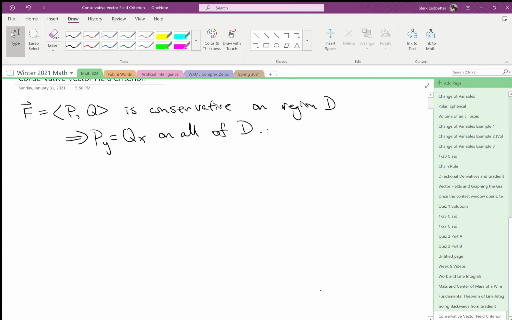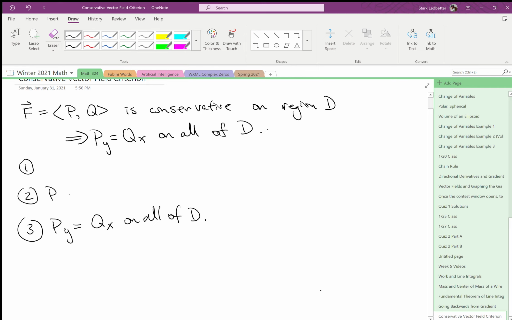Going the other way is a lot harder. What conditions do we need? Well, we need some things to be true of P and of Q, and we need some things to be true of D. And the stuff with D is harder to define. So let's see, we'll put 3 conditions. Okay, so the easy thing is we actually do need Py equals Qx on D, on all of D, for sure.